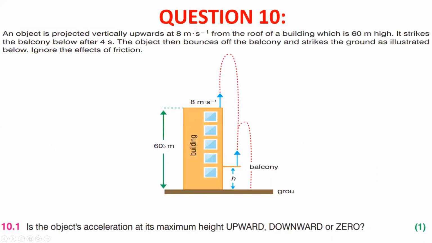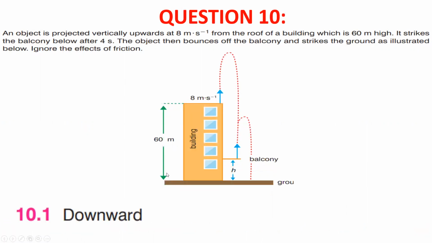Long questions coming now. You have one object that starts with 8 meters per second and then goes up to the highest point. We know that at the highest point the velocity is 0, and then it comes down to height h, with initial position 60 meters, bouncing from there, going up and coming to the ground. That's our motion. So is the object's acceleration at its maximum height upward, downward, or 0? What we said: acceleration is always downward. That's it. First answer is downward.